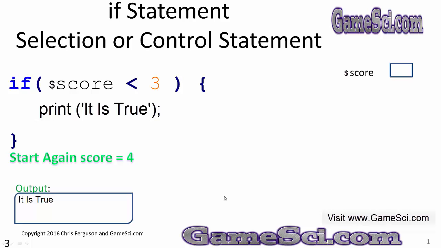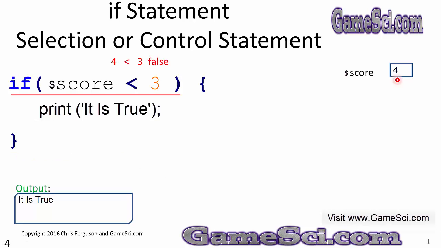Now let's run this again, but this time let's set the score to 4 before we start. You can see I've updated the value score in the variable. It is now 4. Now when we run the if statement, it's 4 less than 3, which is a false statement. When this statement is false, what's going to happen? We are going to skip past this code and continue on with the program. It's called a one-way decision. When it's true, we will execute that block of code. When it's false, we will simply skip it.